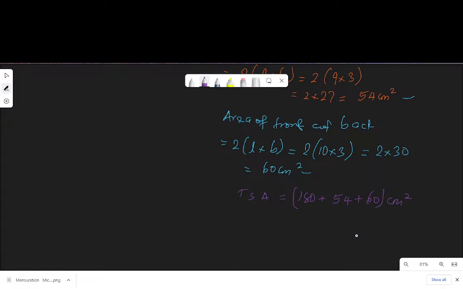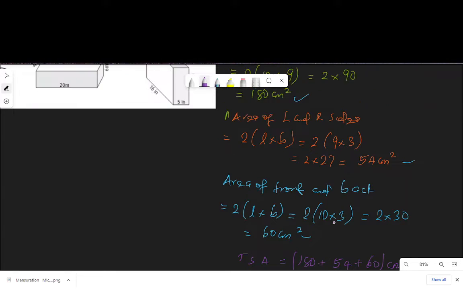And let me use a calculator to do that addition. 180 plus 54 and 60, that is 294. So total surface area of this cuboid is 294 centimeter square. That is that for the total surface area.